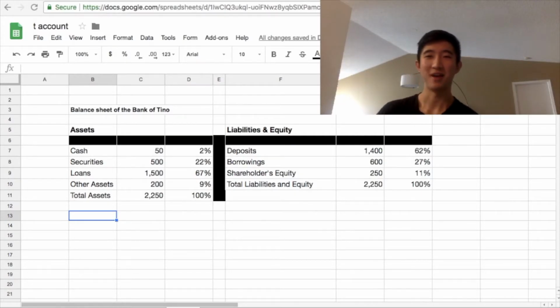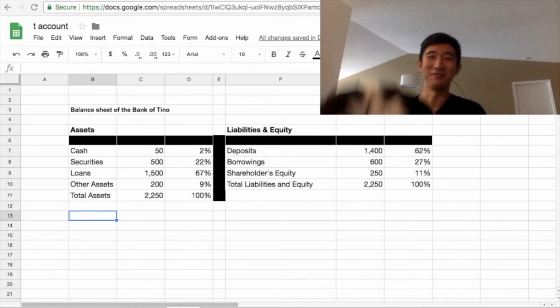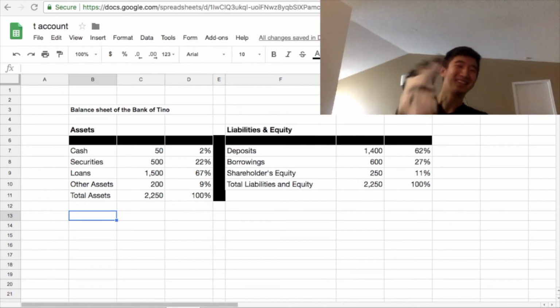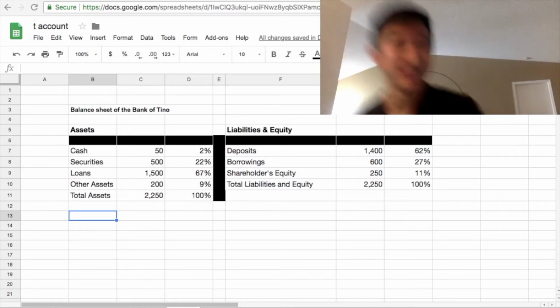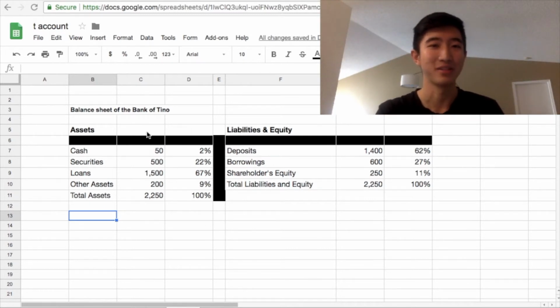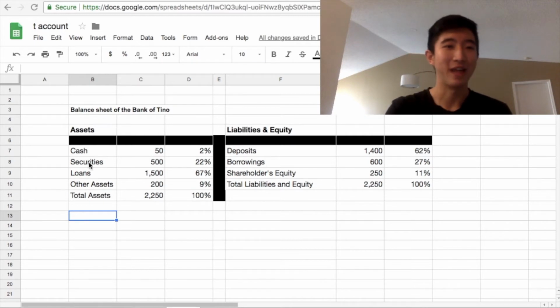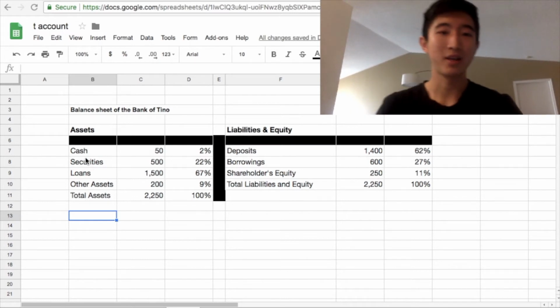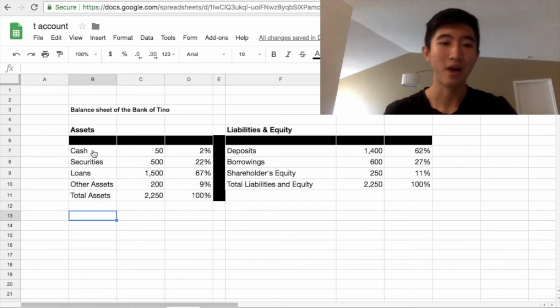Hello everybody, I'm Alex, and today we'll be looking at the balance sheet of the Bank of Tinos. It's probably the most important application of T account, which is the balance sheet of the bank. So on the left side, we have the assets. Whenever there are future benefits, it's going to be an asset. Let's begin with cash. Cash is an asset because we can spend it to buy other goods.